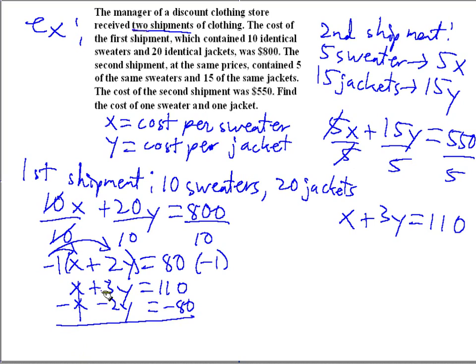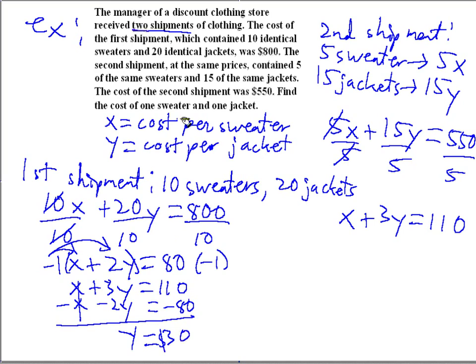Here I have 3y minus 2y. That's just 1y, which is great. I don't have to do any more solving here. It's equal to $30. Okay? So y is $30. That means that's the cost per jacket. So cost for one jacket is $30.